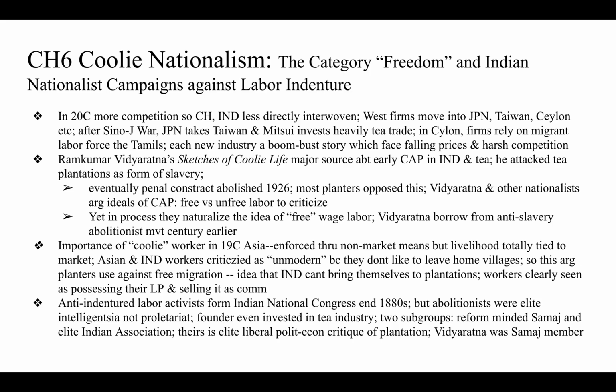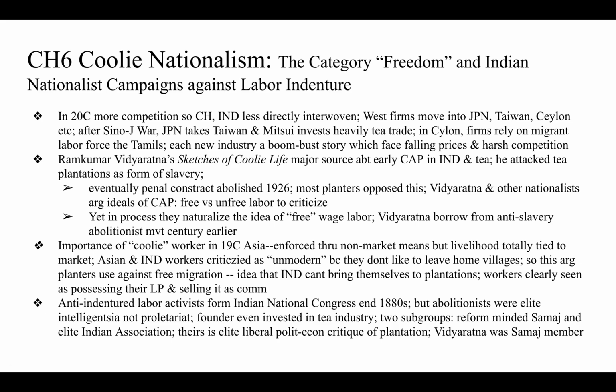So coolie workers, as mentioned, these unfree coolie workers in 19th century Asia were enforced through non-market, extra-economic means, force, but their livelihoods were totally tied to the market. And Asian and Indian workers were criticized by planters as being, quote, unmodern because they didn't like to leave their home villages. So planters used this argument against free migration and the idea that Indian workers couldn't bring themselves to plantations. But within this view of laborers in India, it's important to note that workers were still clearly seen as possessing their labor power and selling it as a commodity.